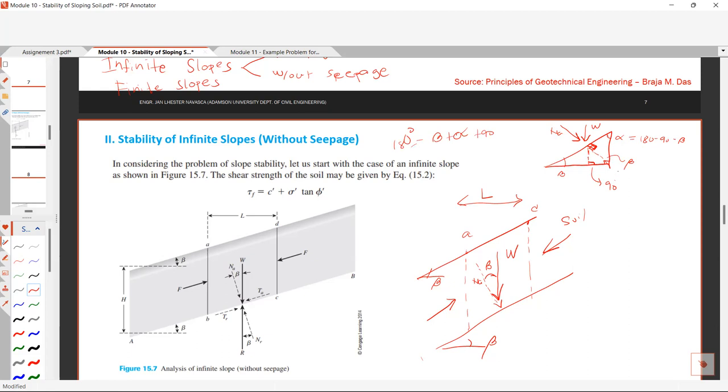Okay, so if this is beta, therefore this angle is also beta by parallel lines. What do we call this? This is the theory of parallel lines. So when you have an angle here, the same is the angle here. That is the theory of parallel lines.